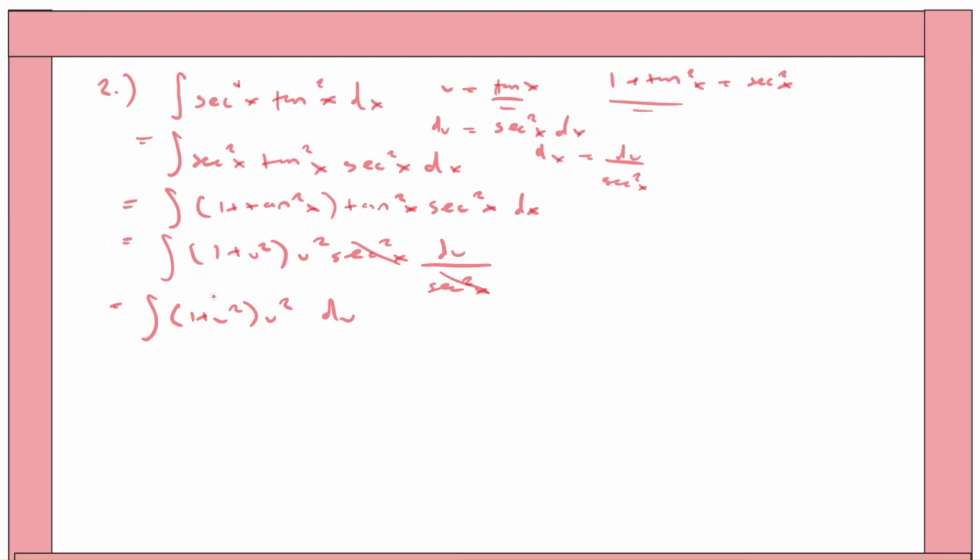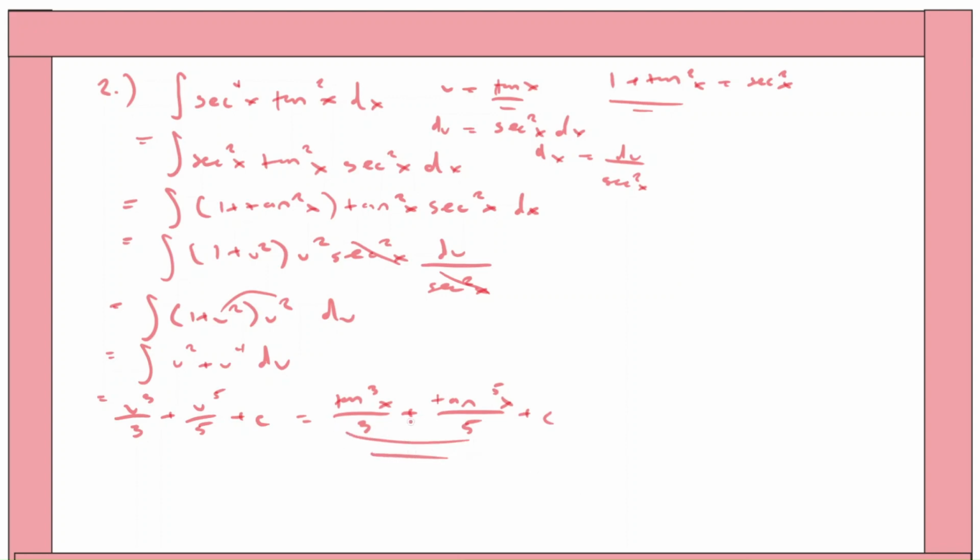Now we don't have to FOIL anything, we just have to distribute this over. So u squared times 1 gives you u squared, and u squared times u squared, the exponents add, they give you u to the 4th times du. Now we can easily take the integral of this with the power rule. We're just going to say this is u cubed over 3 plus u to the 5th over 5 plus c. And finally, we're just going to put tangent back in. So tangent cubed of x over 3 plus tangent to the 5th of x over 5 plus c. So as you can see, this would be our answer to this expression here.